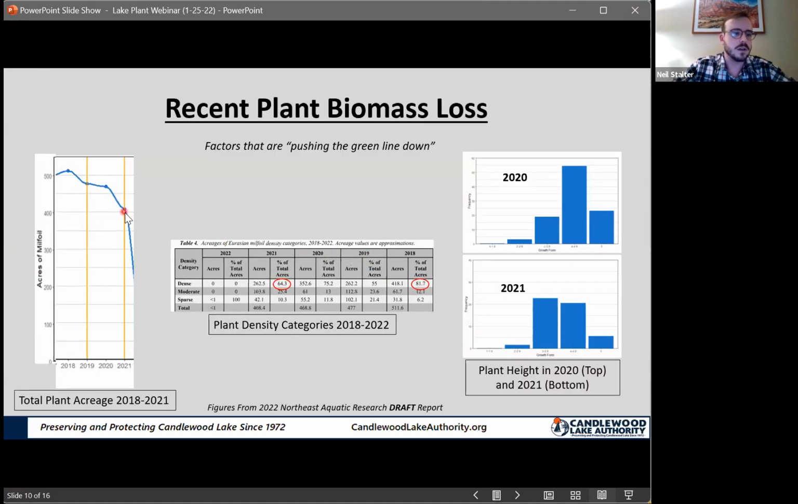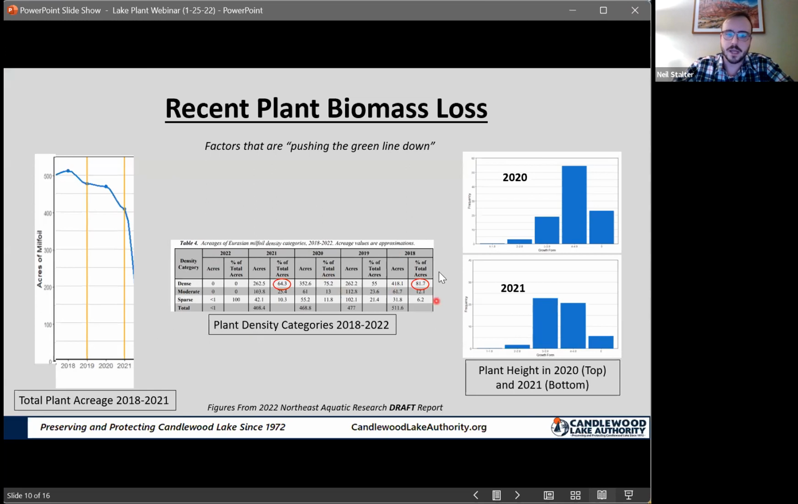And this is just a clip from that total acreage graph from earlier in the presentation. You can see this is 2018 through 2021. And you can see we've actually lost total acreage over the past 4 years. In 2018, we were just over 500 acres. And in 2021, we were just over 400 acres. So that's 100 acres of plant loss that didn't necessarily raise any alarm bells, but we are losing biomass here.